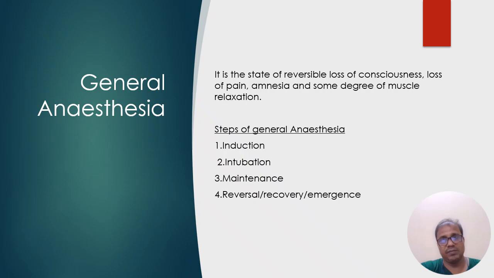What is general anesthesia? Reversible loss of consciousness, loss of pain, amnesia, and some degree of muscle relaxation, which is suitable for operation. This is the general anesthesia. The goal of general anesthesia is to maintain the amnesia or hypnosis of the patient and loss of pain and muscle relaxation for a suitable operation environment.